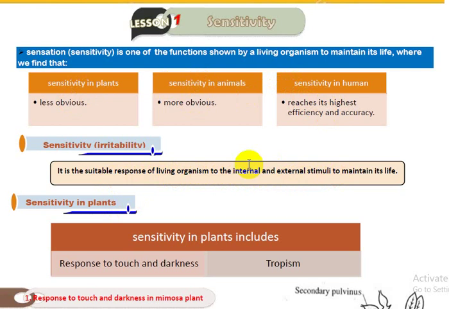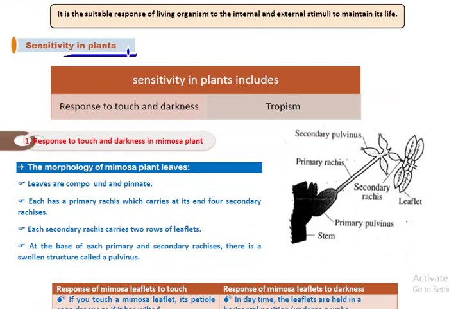So, sensitivity means that there must be stimuli and there must be a response to maintain its life. Sensitivity or sensation is a vital process. Sensitivity in plants includes response to touch and darkness in mimosa plants, and tropism. Response to touch and darkness in mimosa plants.